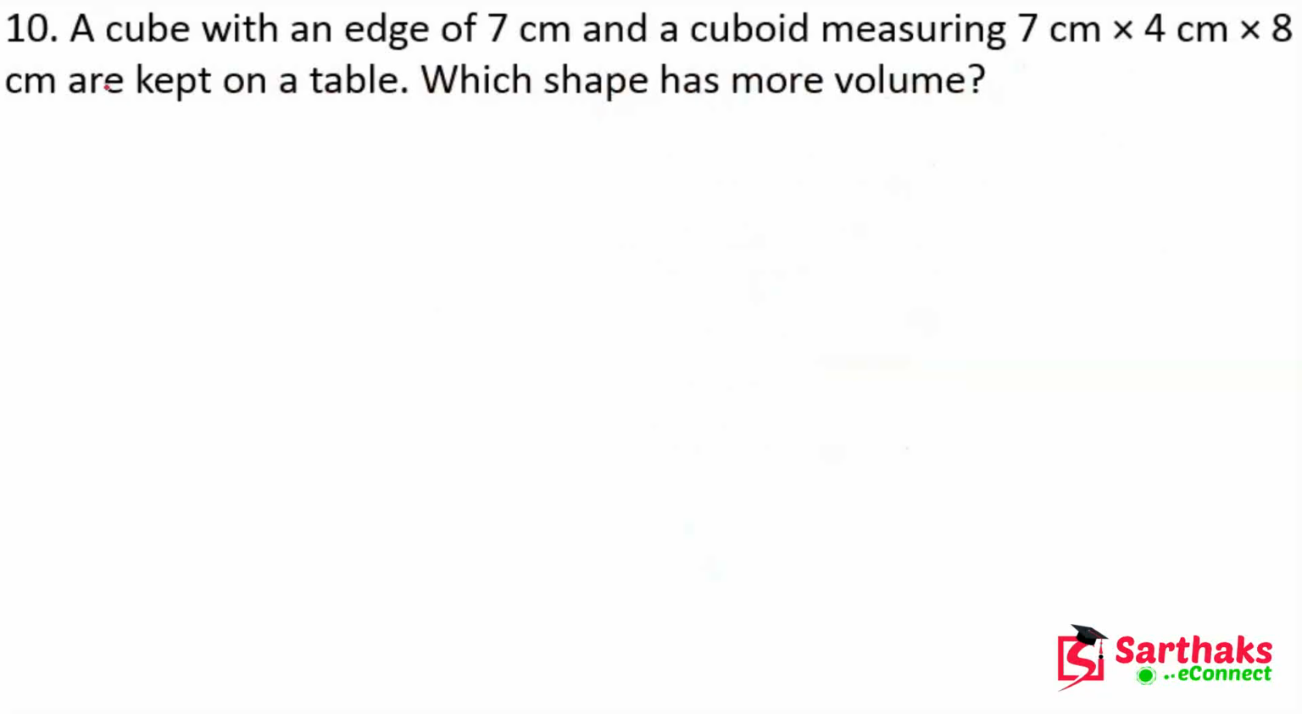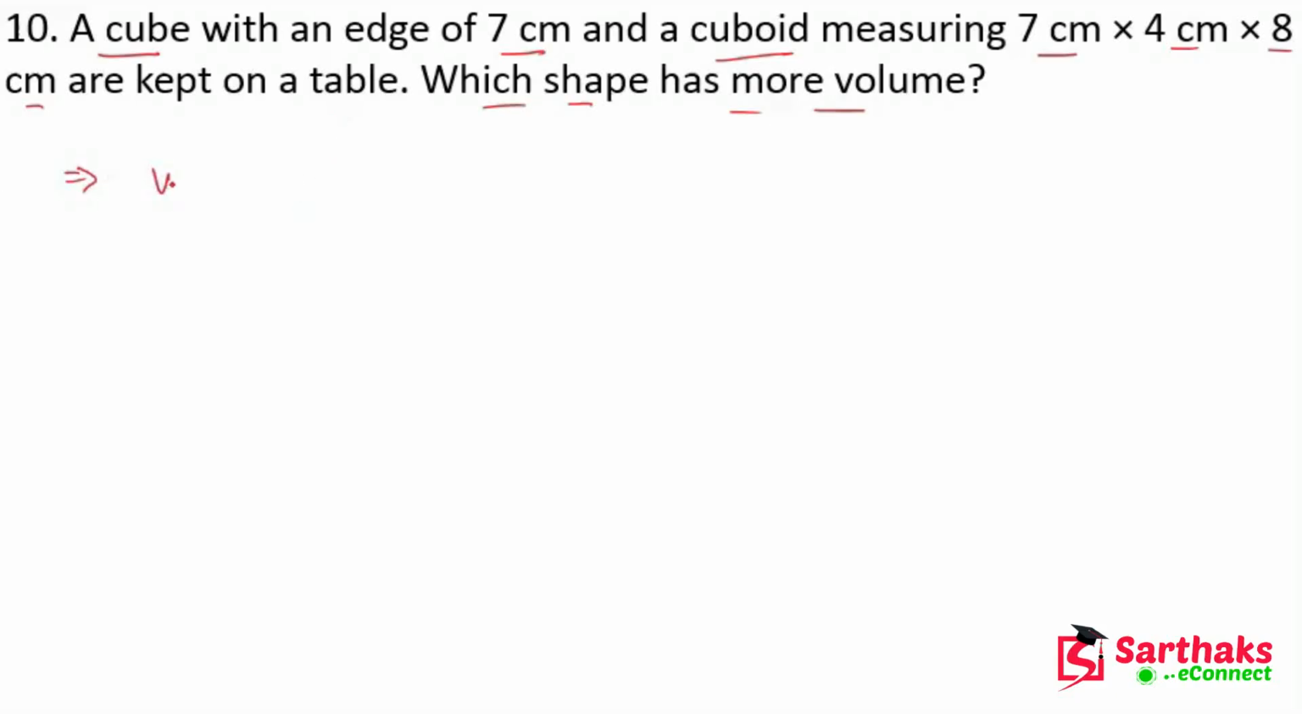Okay. So the next question here is: a cube with an edge of 7 centimeter and a cuboid measuring 7 centimeter, 4 centimeter and 8 centimeter, means the dimensions of the cuboid are 7, 4 and 8, are kept on a table. Which shape has more volume? So this is very easy, my dear friends.